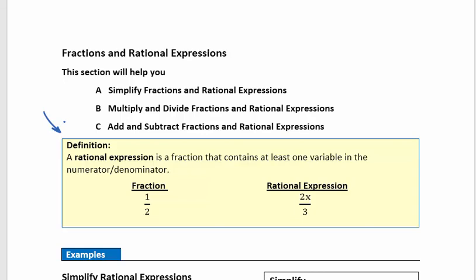A rational expression is a fraction that contains at least one variable in the numerator or denominator or both. So we've been working a lot with fractions before. I gave you the fraction 1/2. Well, a rational expression, all that means is that we've got some sort of variable in the numerator or denominator or both. Sometimes we'll have more than one term, and they can get a little more complicated than this. But really, a rational expression is just a fraction. It just has at least one variable in it.